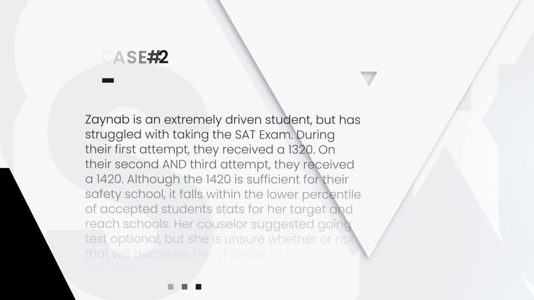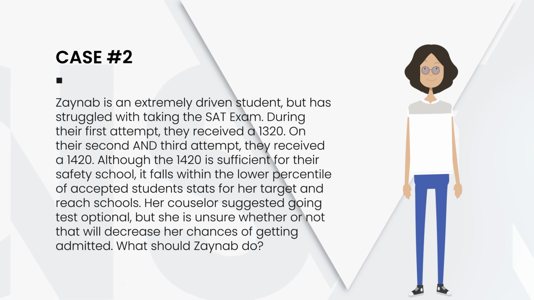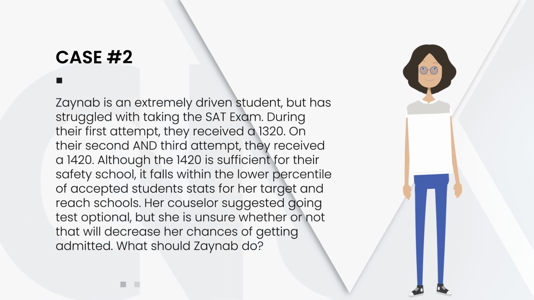Now, case study number 2. Zainab is an extremely driven student, but has struggled with taking the SAT exam. During their first attempt, they received a 1320. On their second and third attempt, they received a 1420. And although the 1420 is sufficient for their safety school, it falls within the lower percentile of accepted student stats for target and reach schools.